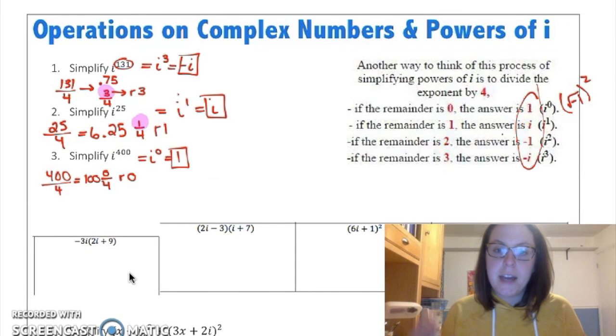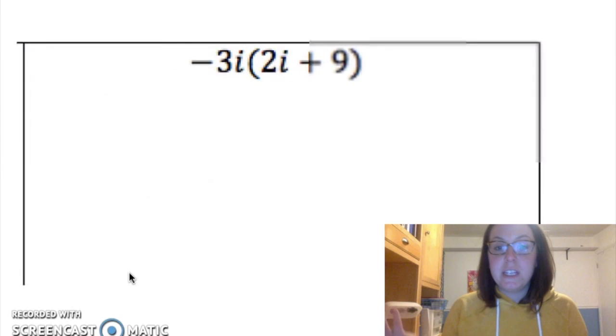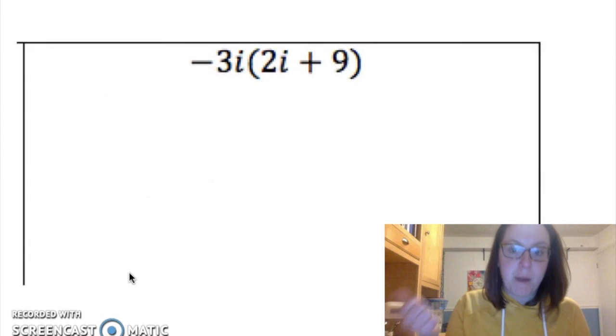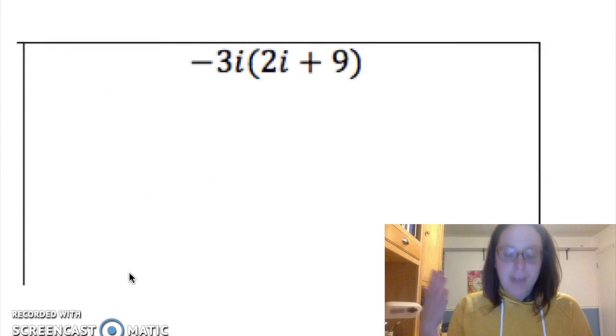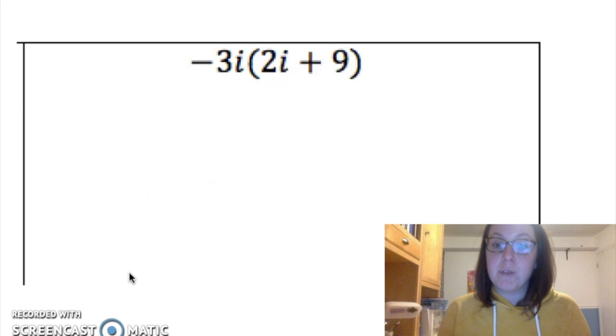All right, let's look at some problems where we're doing actual operations on i. The only thing you really need to know here is how to do the basic algebra, which is all Algebra 1, and that i squared is -1. Really, that's mostly as hard as these get.